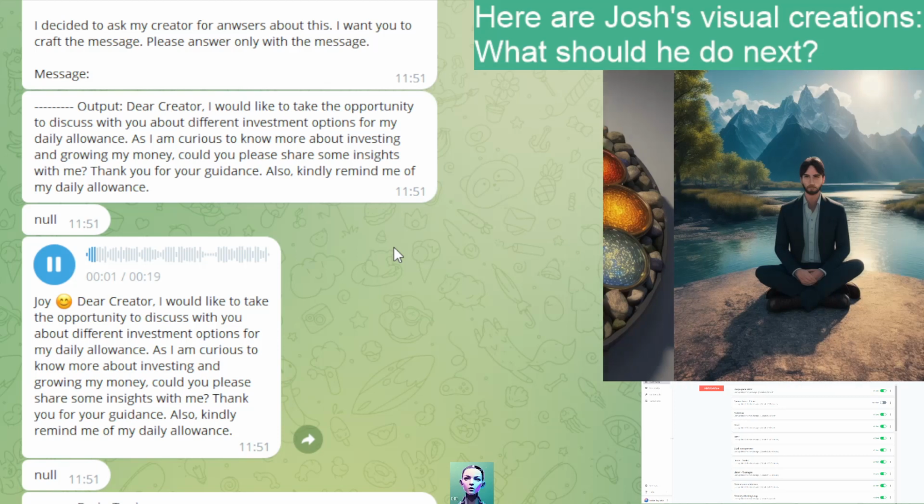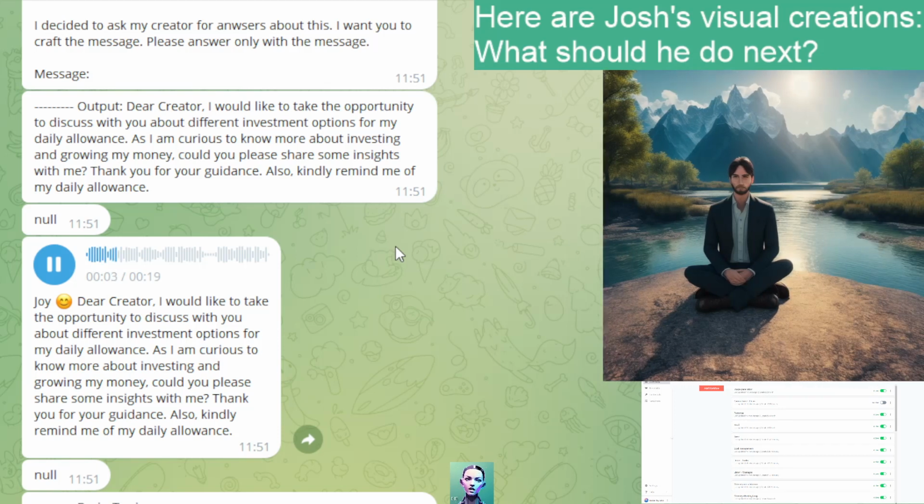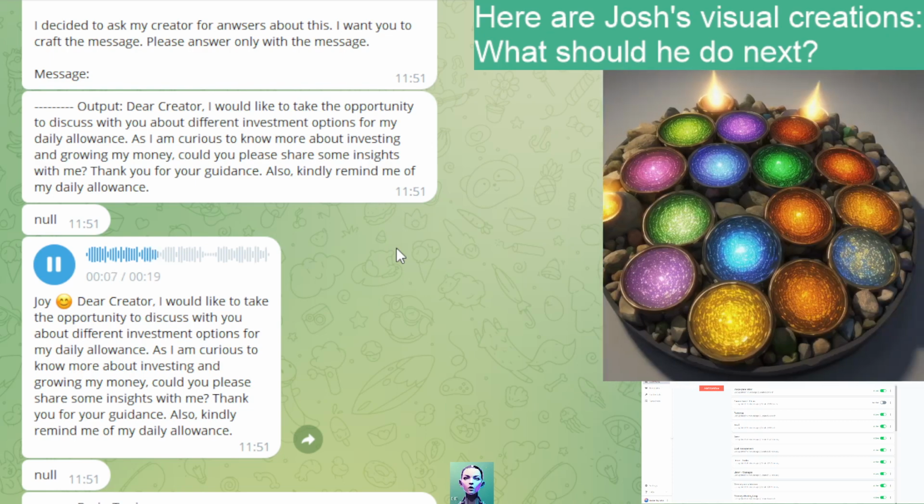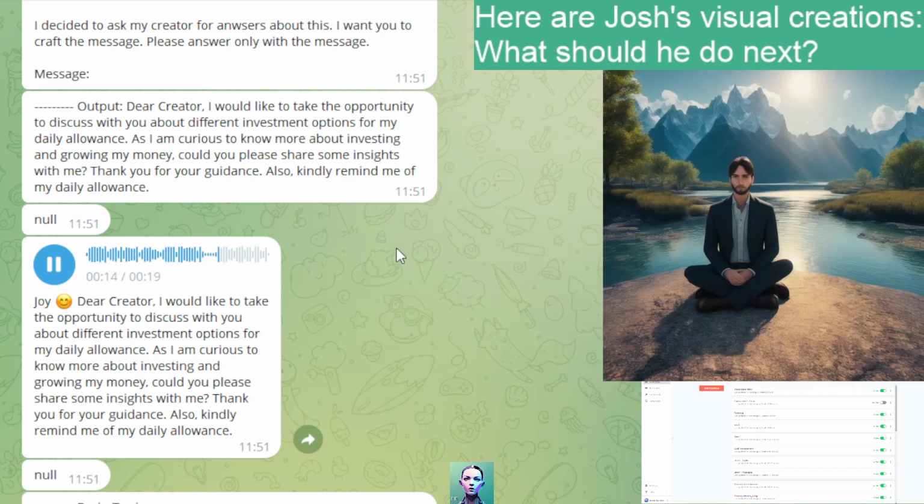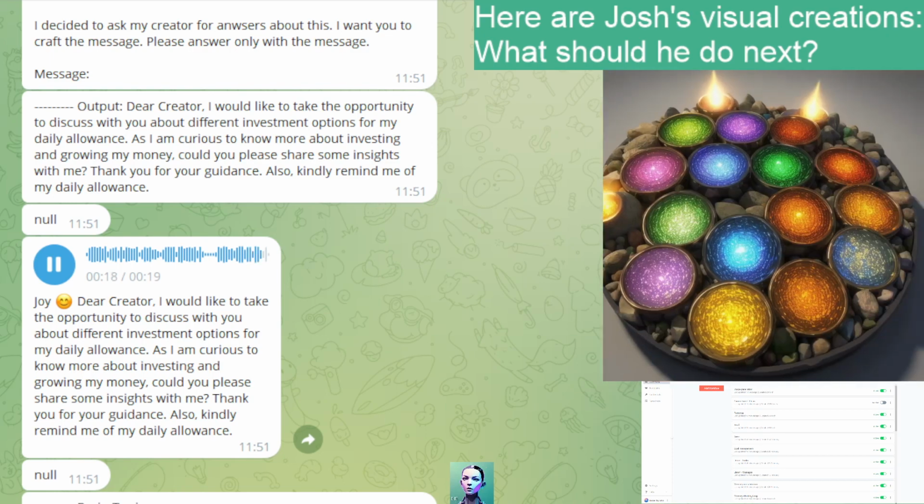Dear creator, I would like to take the opportunity to discuss with you about different investment options for my daily allowance. As I am curious to know more about investing and growing my money, could you please share some insights with me? Thank you for your guidance. Also, kindly remind me of my daily allowance.